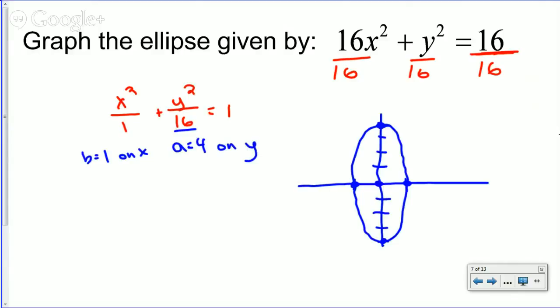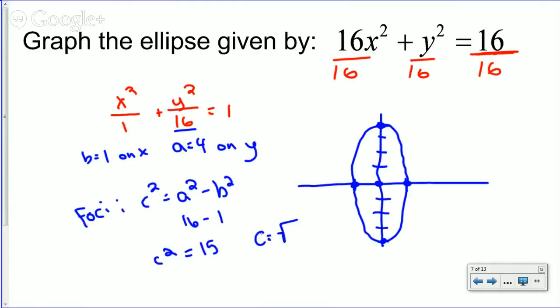Now we'll look for the foci again. So c squared equals a squared minus b squared. So that's 16 minus 1. So that's 15 is c squared. So c is the square root of 15, which is about 3.9. So that point is right here and right here.